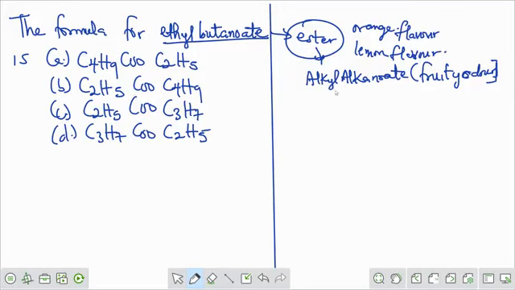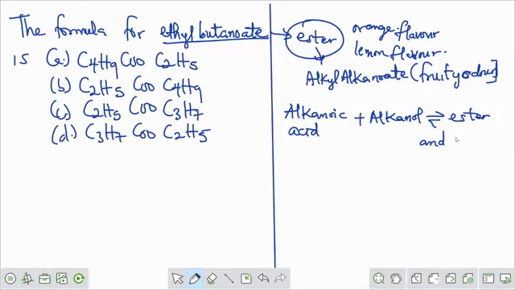Now, how do we form an alkyl alkanoate or ester? They are formed by the reaction of alkanoic acid with alkanol, and the reaction is a reversible reaction, which gives us ester and water. So alkanoic acid plus alkanol gives ester and water. The forward reaction is called esterification, while the backward reaction is hydrolysis.